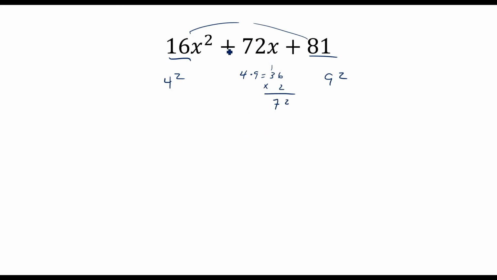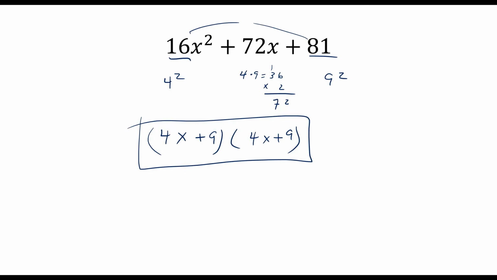Because this is a plus, my factors are going to have a plus. So my factors are going to be 4x plus 9, and then my other factor is going to be the same thing. I've factored this out completely. I can't factor 4x plus 9 any further. I can't factor this one any further because it's the same thing. So that's my final answer. You see? I didn't have to use the AC method. This was much easier. Just recognize your squares.